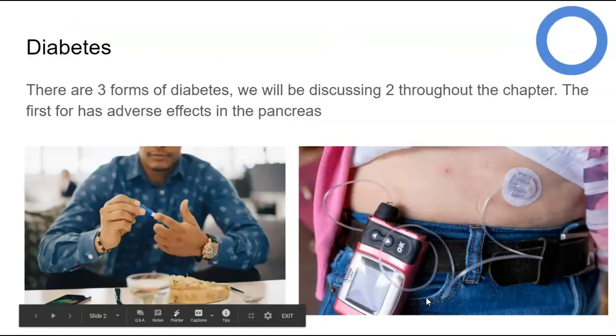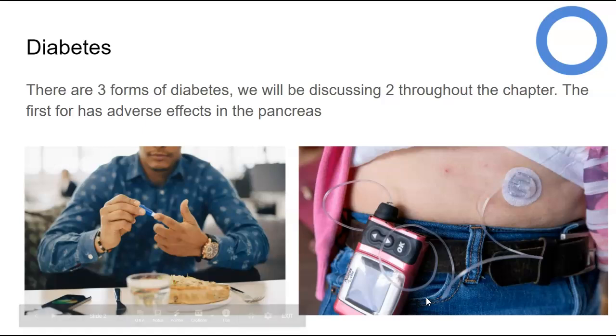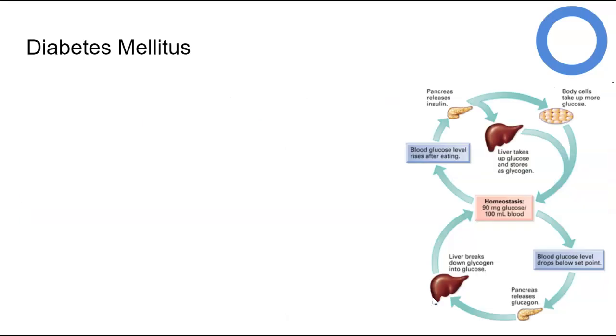So in real life, when we look at diabetes, there's actually three different forms. In chapter 13, we're going to be talking about two of the different forms. Today, we're focusing really just on diabetes mellitus, and we're specifically focusing on the pancreas today. So diabetes mellitus is related to insulin, remember.